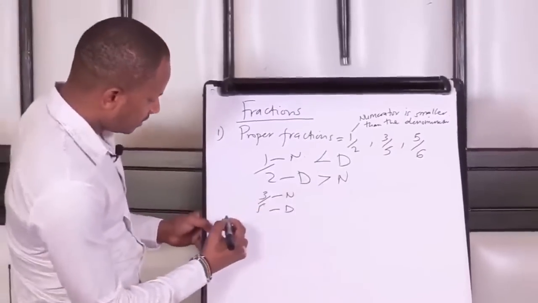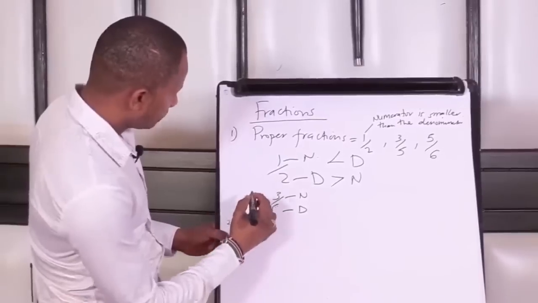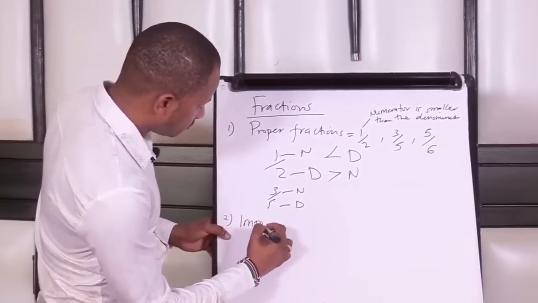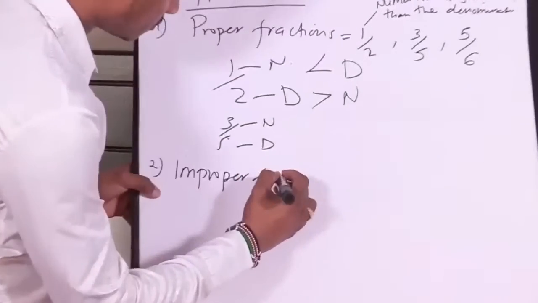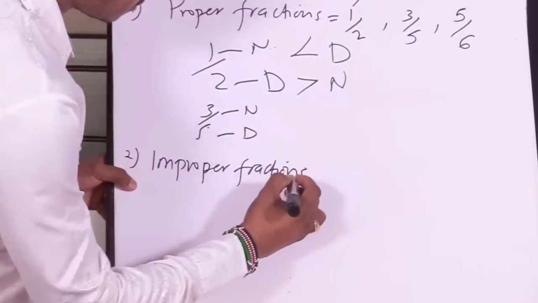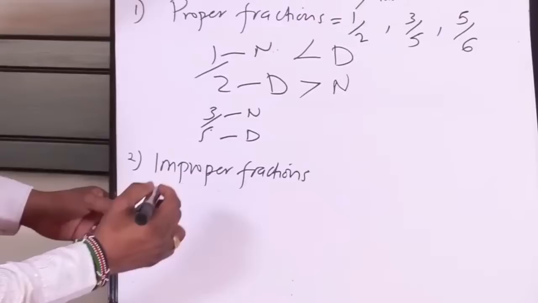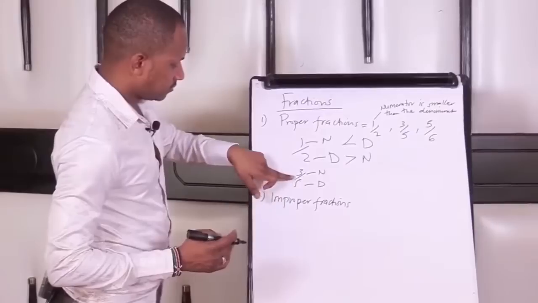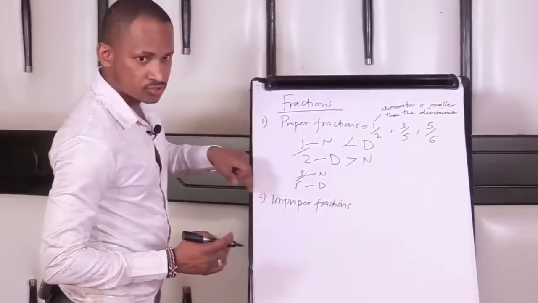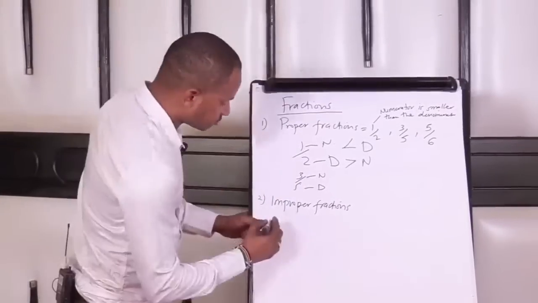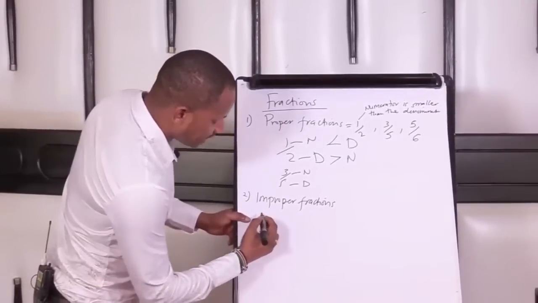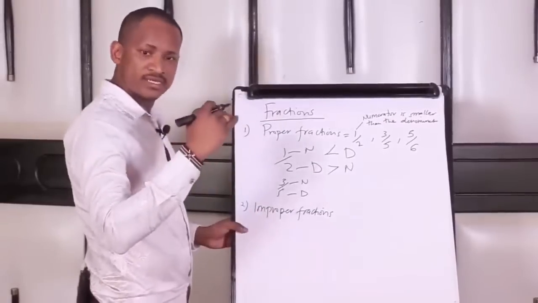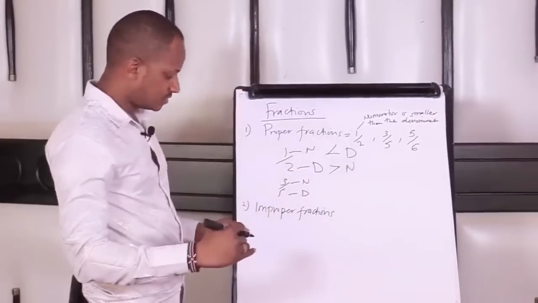Which is bigger. Then the next type of fraction is improper fraction. Improper fractions. In improper fractions, this is just the opposite of a proper fraction. So in an improper fraction, the numerator is bigger than the denominator. The numerator is the number that is up, the denominator is the number that is down.